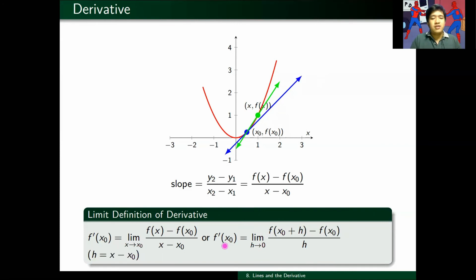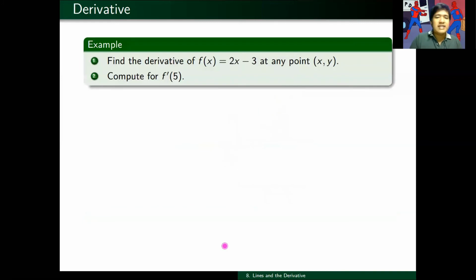Okay. So let's try some examples. Hanapin daw natin yung derivative ng 2x minus 3 at the point xy. No? At any point xy. And then, hanapin daw natin yung derivative at 5. So yung f prime of 5. Okay, good. So first, I want the derivative at any x.